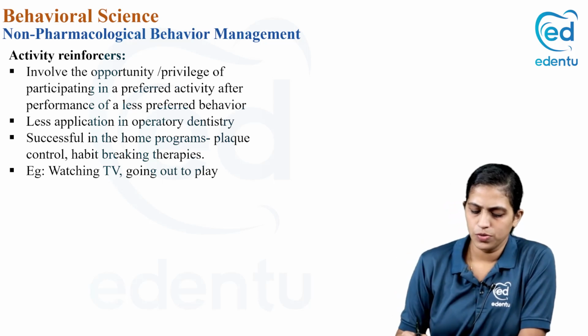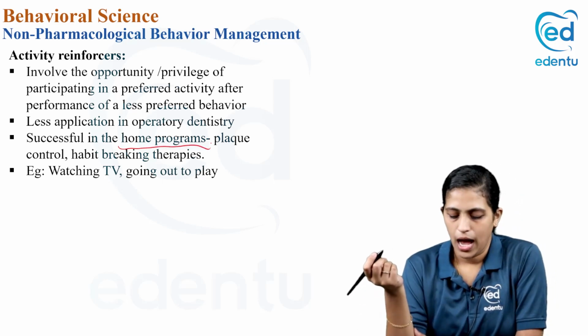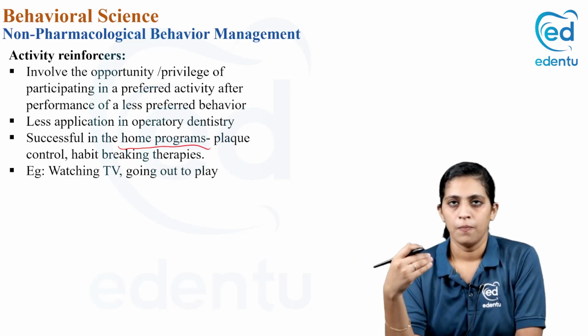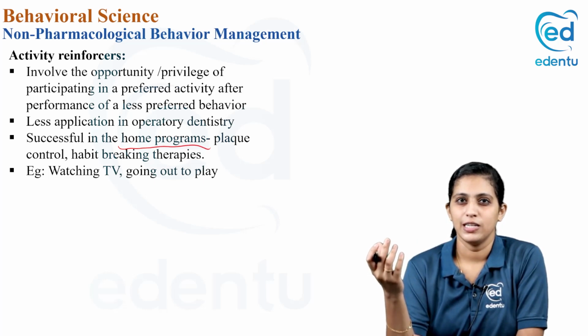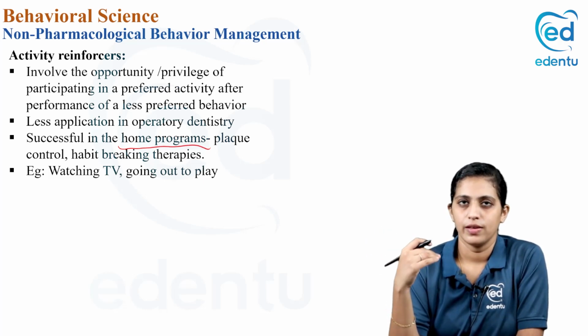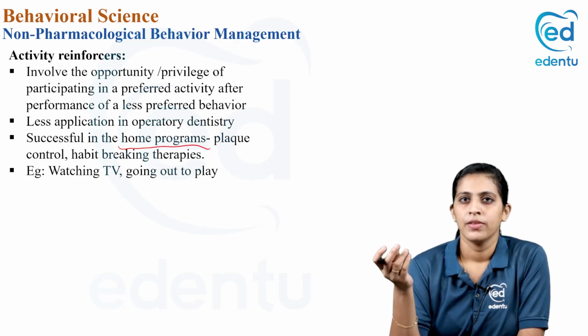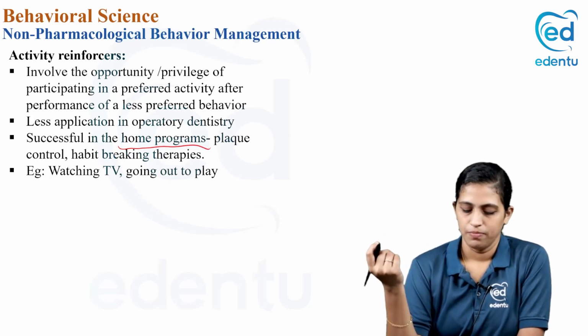So this is more for home programs like plaque control and habit breaking therapy. We can encourage the child that if he or she wears their appliance correctly or brushes their teeth properly, the parents can say that if you do it correctly, you can be rewarded by watching TV for half an hour, etc.